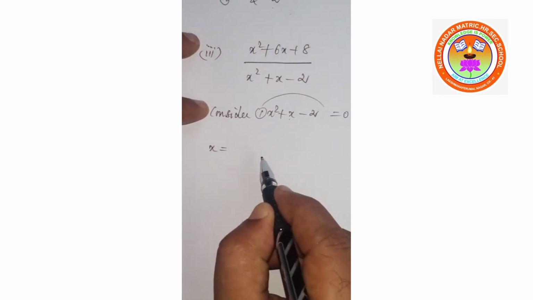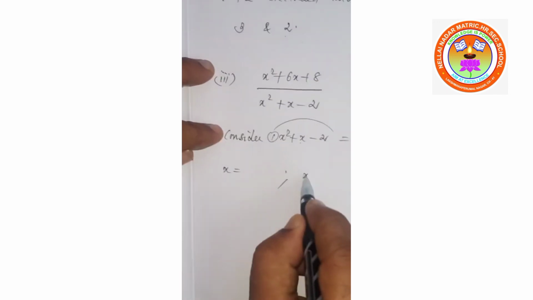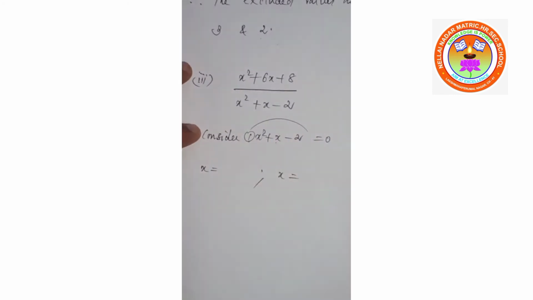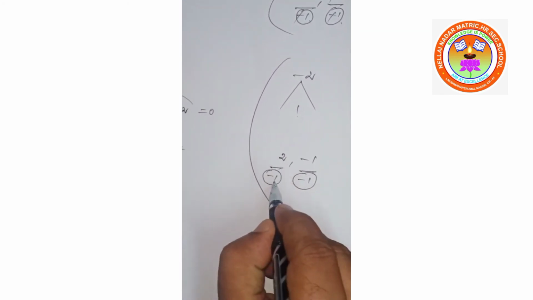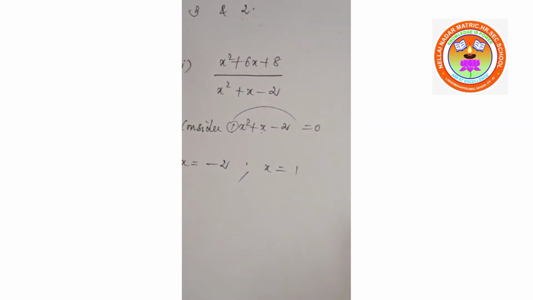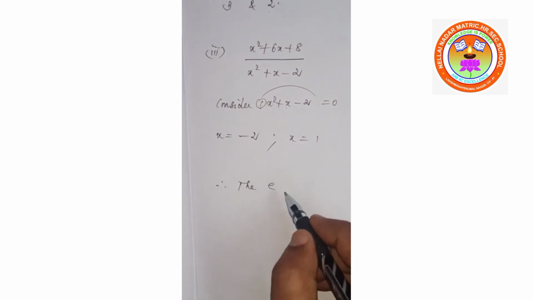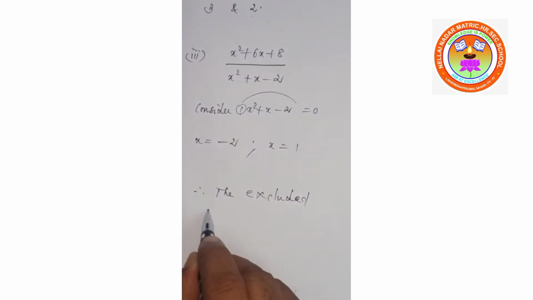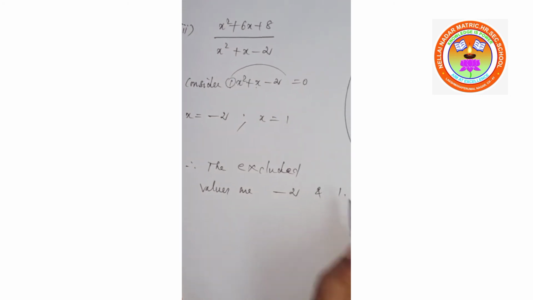Can get the values of x directly because it is an equation. So x equals, coefficient of x squared, what is here? 1. Change the sign and write in the denominator. 2 divided by minus 1 equals minus 2. Minus minus get cancelled, 1 by 1, that is equal to 1. Therefore, the excluded values are minus 2 and 1.